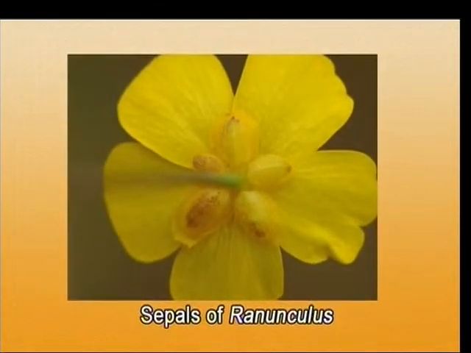Now coming to the individual flower parts, starting from the outer whorl, what we call the calyx. Calyx is comprised of the sepals here. The sepals are 5 in number. They are polysepalous, that means free, they are not fused. They are slightly petaloid, that means their color is more like a petal.